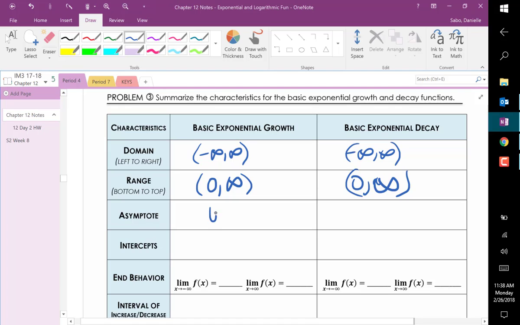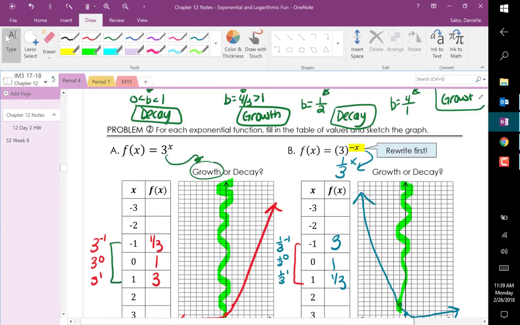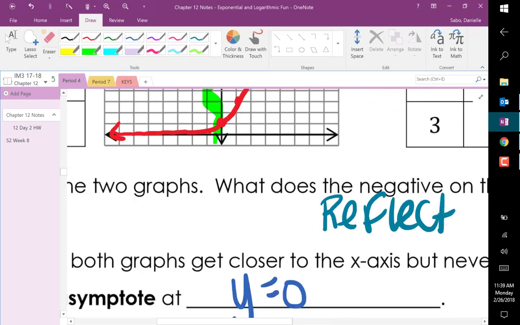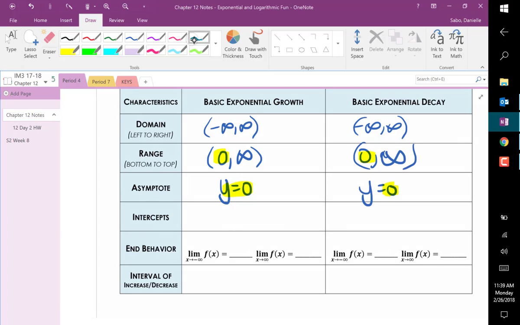We already talked about our asymptote for both of them. It's y equals 0. And you can make a little bit of a correlation here. Wherever your asymptote is, that's where your range will start or end. Always. Your intercept: both of them have a y-intercept. Where was it? 0 comma what? 1. Very good. 0 comma 1. They both did.